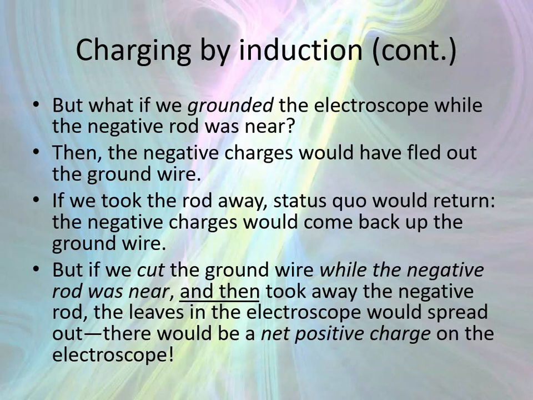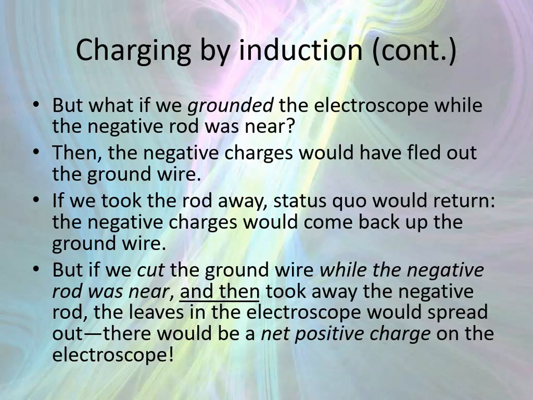So if you bring the negative charge near the electroscope, then what's going to happen is the negative charges are going to flee out from the electroscope through the ground wire into the actual ground. And then when you bring the rod away, then everything gets restored and the leaves get closer together again instead of far apart. But what if, while you have your charged rod near the electroscope, you take a giant pair of scissors and you snip the ground wire while the charged rod is near but not touching the electroscope?